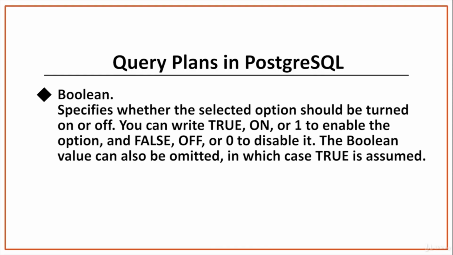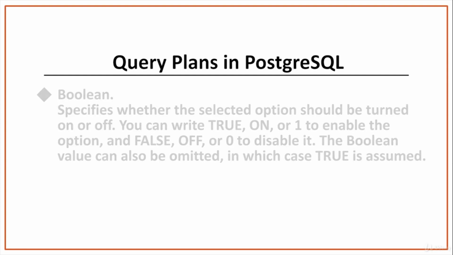Boolean. Specifies whether the selected option should be turned on or off. You can write true, on, or 1 to enable the option, and false, off, or 0 to disable it. The Boolean value can also be omitted, in which case true is assumed.